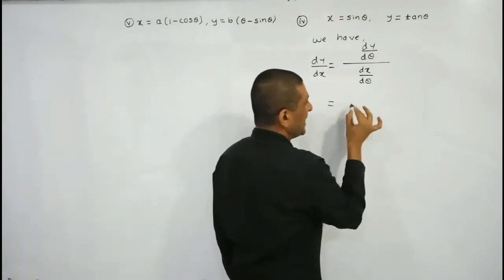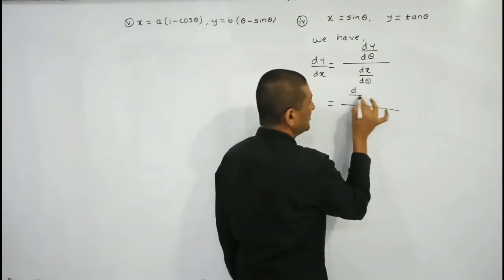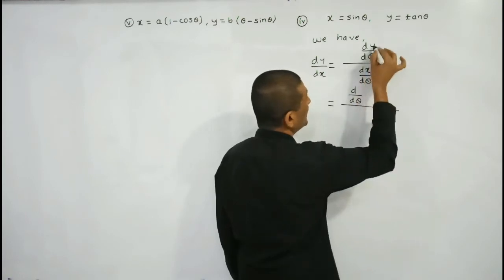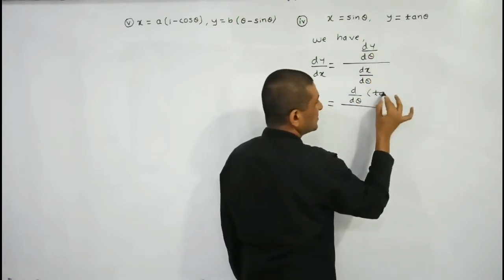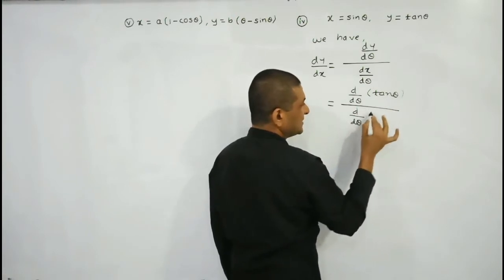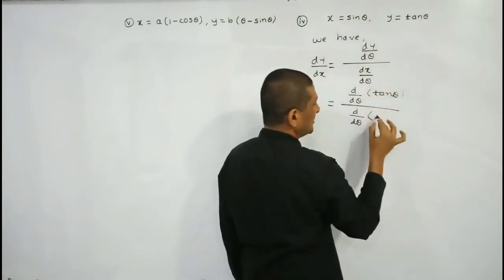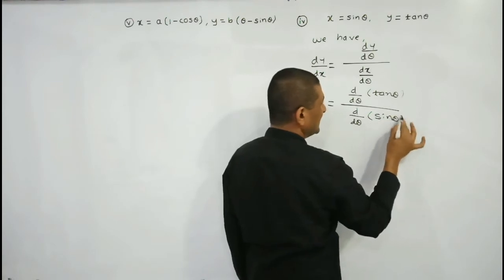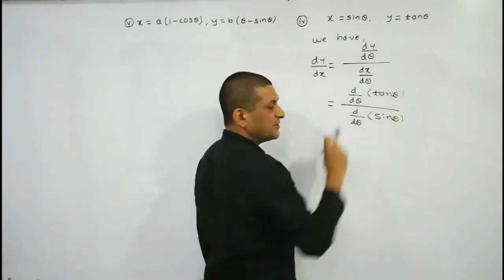So now the remaining part is just to substitute the value of y and x. What is the value of y? y is equal to tan theta, and in the denominator dy by d theta, keep it as it is. I'm replacing x by its value. What is the value of x here? Sin theta.